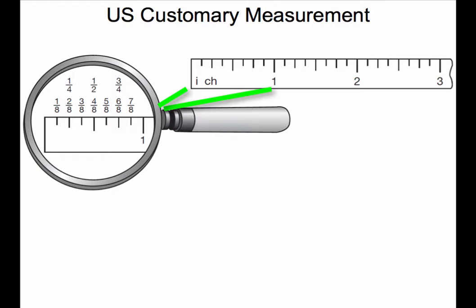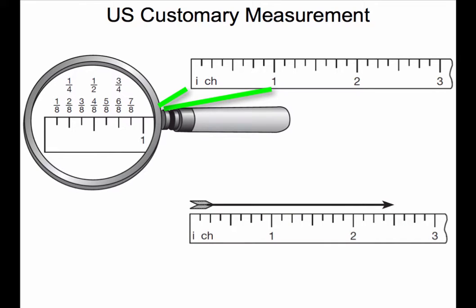So let's look at an example. What is the length of the arrow in inches? Use a mixed number to create your answer. That is correct. It is 2 1/2 inches.